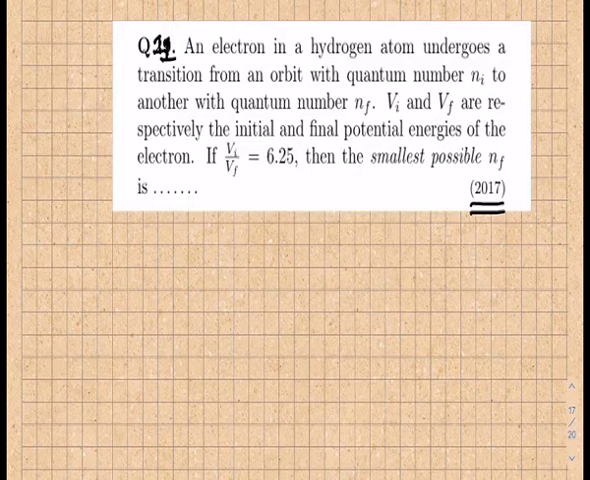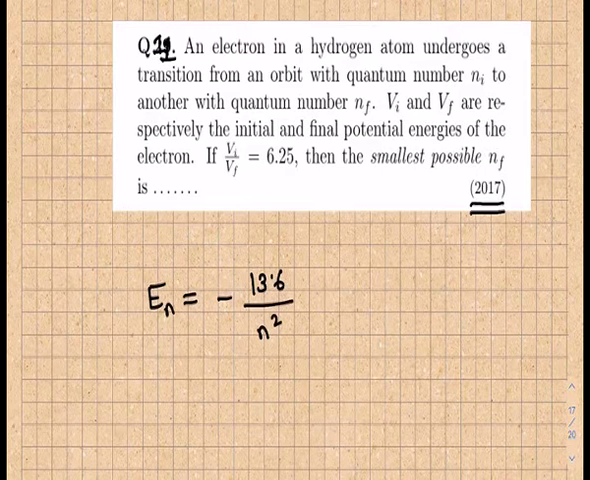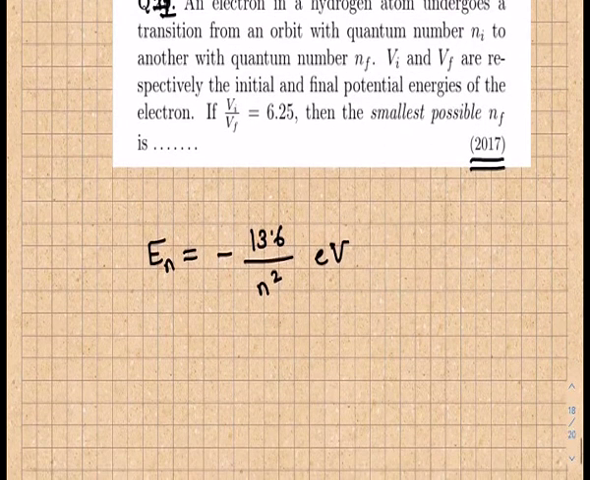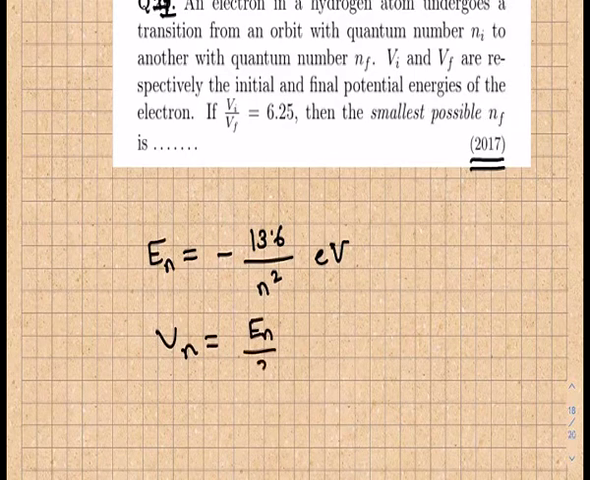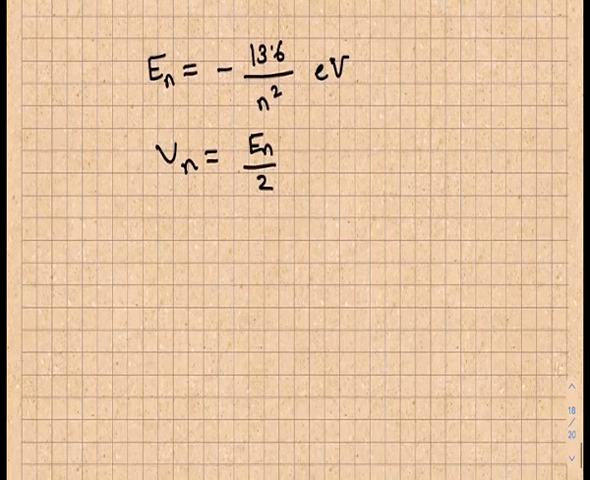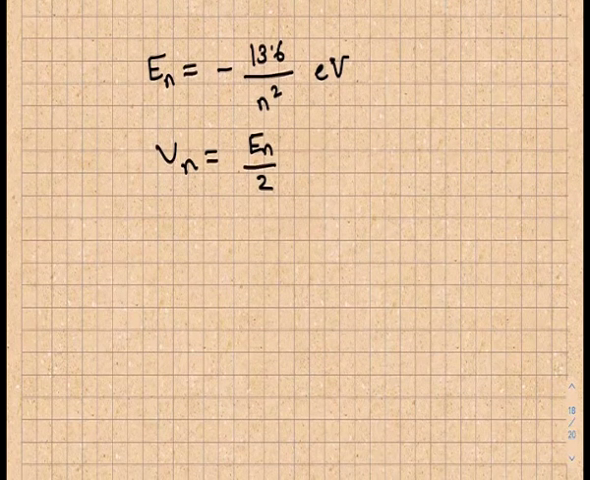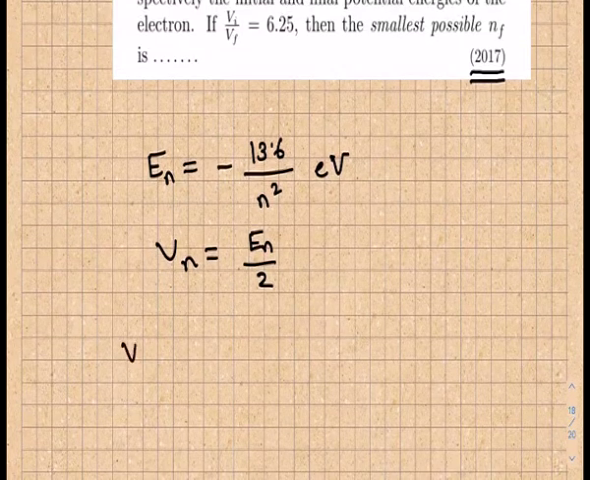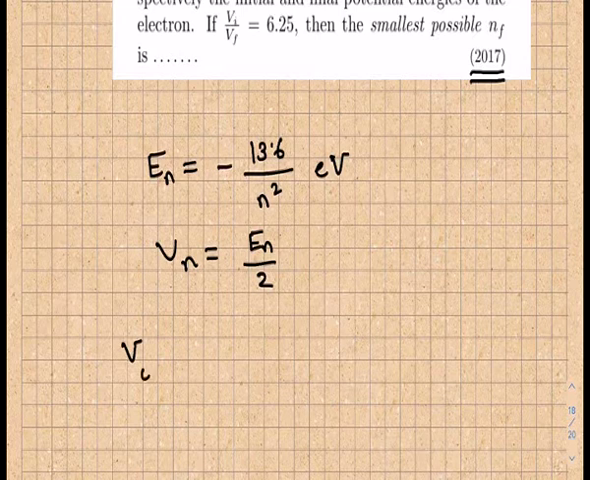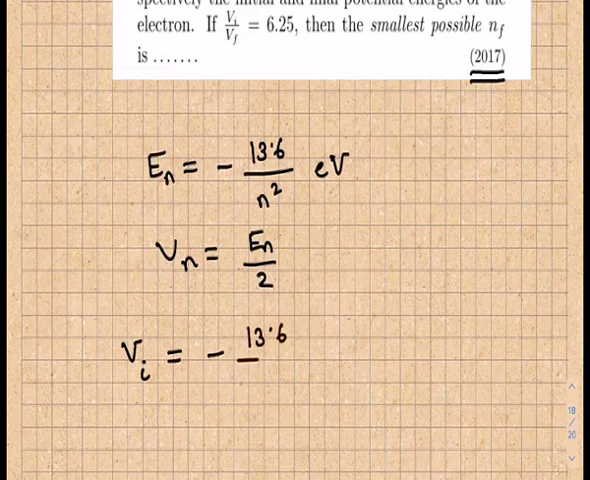Okay, now here in this problem, your En is equal to minus 13.6 by n square electron volt, right? This is well known. Now, potential energy of the nth state is given as En by 2. Now, utilizing this, what about the ith state? Suppose the ith state is Vi, for the ith state Vi, you have minus 13.6 by twice ni square electron volt.